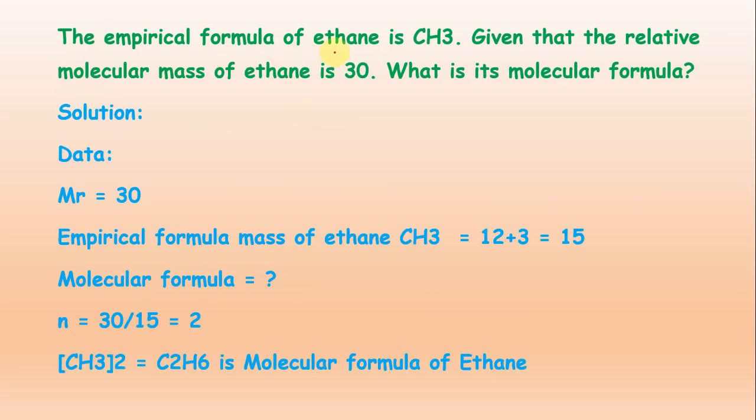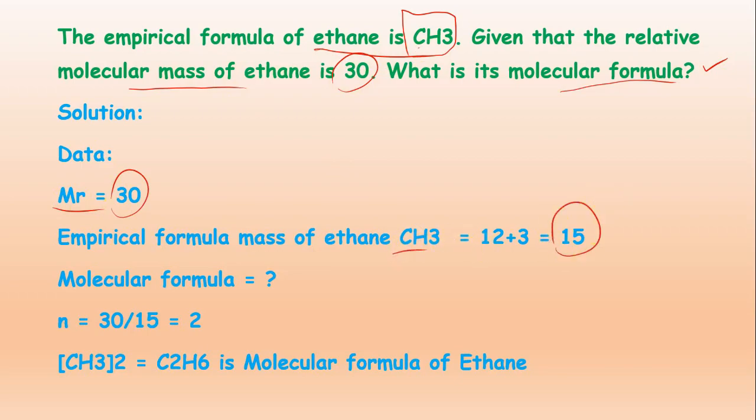The empirical formula of ethane is CH3. It is given that the relative molecular mass is 30. And now what about the molecular formula? How to calculate the molecular formula? As we have discussed, there are two steps. First of all, the data: the MR of the compound is given, that is 30, and the empirical formula mass of this CH3, carbon 12 and hydrogen 3, is 15, which is also calculated.